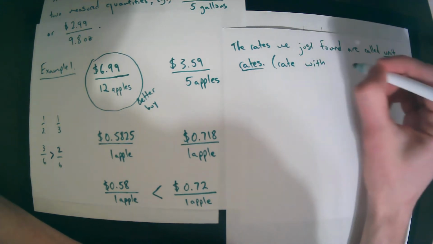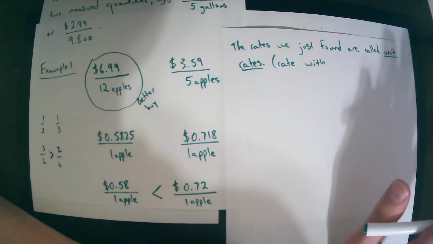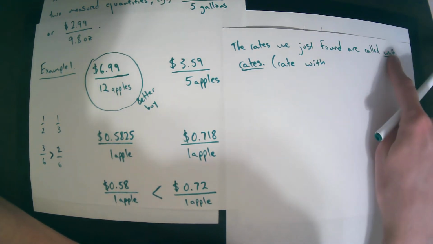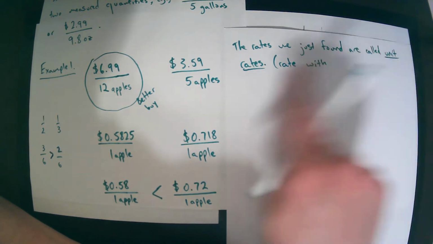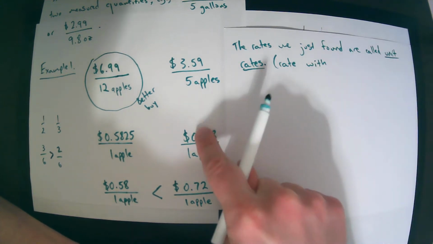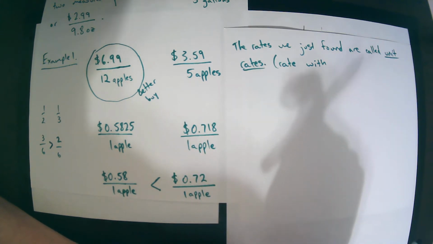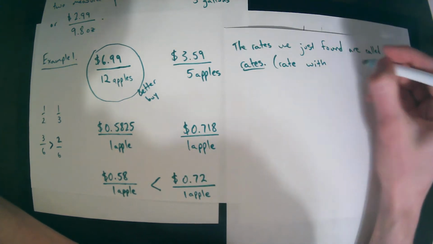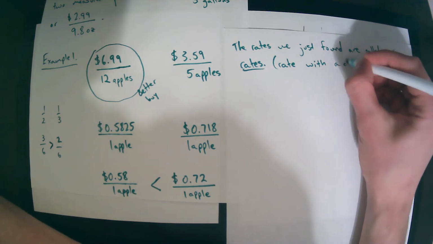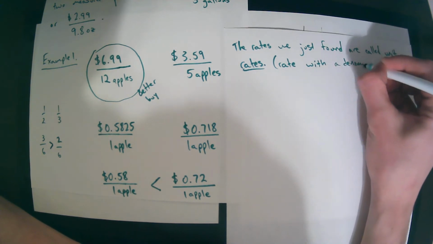And unit here means two different things, right? Unit rate in this context means 1, and all these measurements are also units, like dollars and apples. Okay, so it's a rate with a denominator of 1.